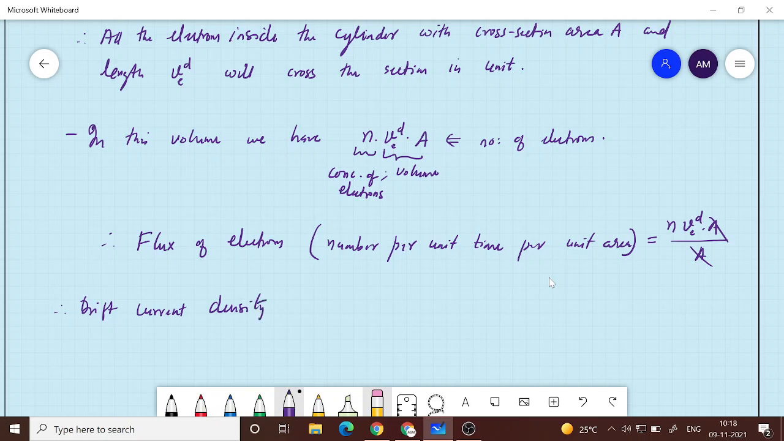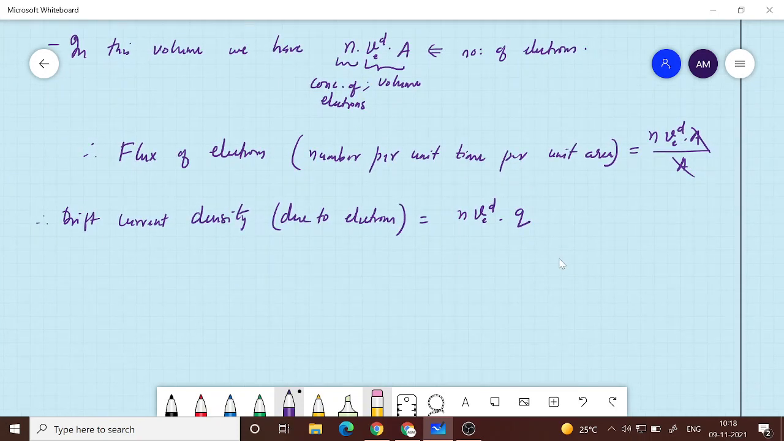So this A cancels and we get the flux, and therefore the drift current density due to electrons is equal to n V_d E into q. That's it. If you want, you can combine n into q and into V_d E. Okay, so V_d E is basically the drift velocity. These are subscript and superscript.